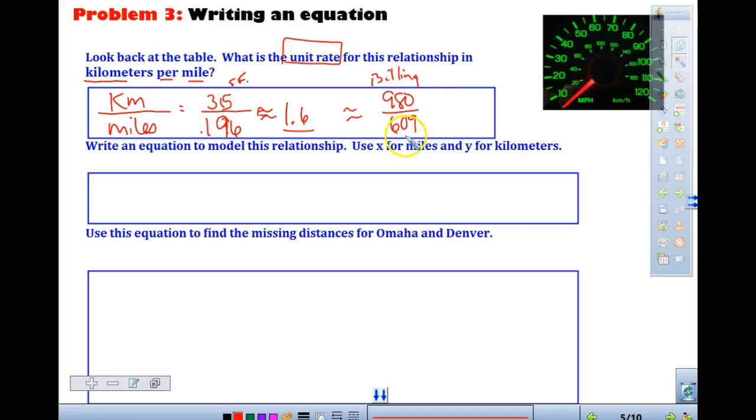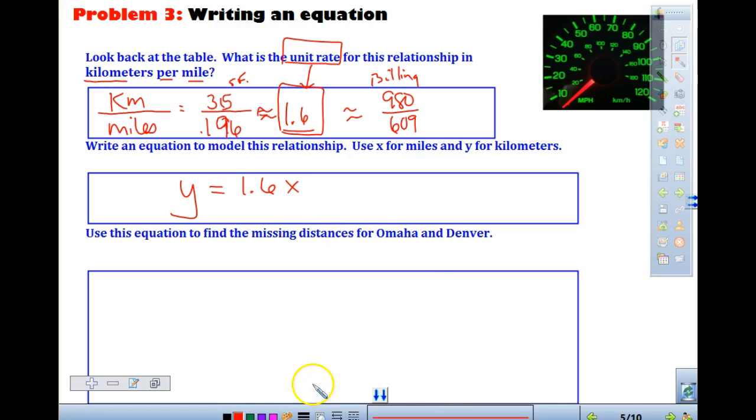This 1.6. If I take any of the kilometers and divide it by miles, do you think I'm going to get 1.6 for all of them? Yeah. And we could try it. We could divide a few more. But we now know this is our unit rate, right? Our unit rate in kilometers per mile. So we want to write an equation. How do we write our equations? y equals unit rate 1.6 times x.